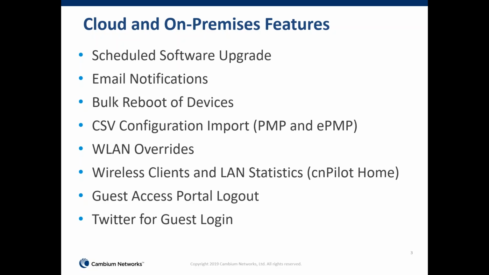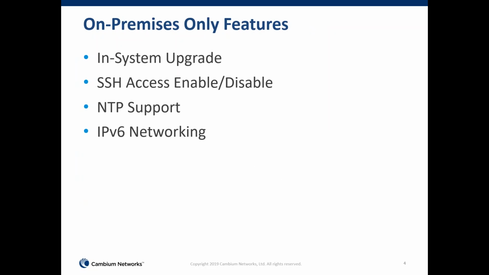Then we have the wireless client and LAN status for the cnPilot home. Then there's the guest access portal, logout, and Twitter capability for the guest login. And these are the few on-premises only features: in-system upgrade, SSH access enable/disable, NTP support, and IPv6 networking.